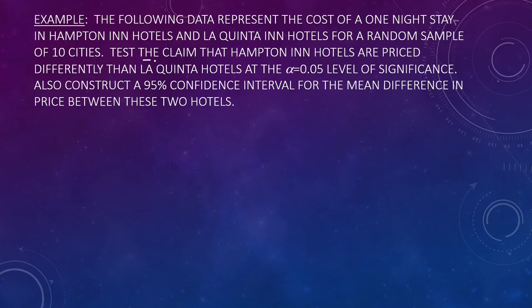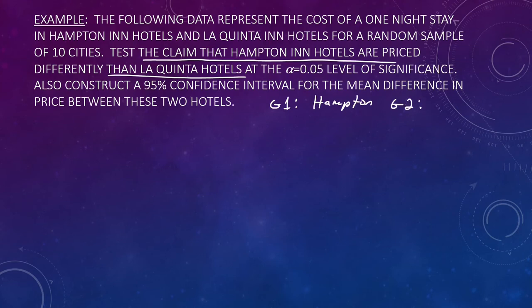I want to test the claim that the Hampton Inn hotels are priced differently than the La Quinta Inn hotels at alpha equals 0.05 level of significance. So before we start, I need to let the reader know which one's group 1. In this case, let's let group 1 be the Hampton Inn hotel because that came first. And group 2, we'll let that be the La Quinta hotel. Then we'll start our claim. The claim is that they're priced differently.